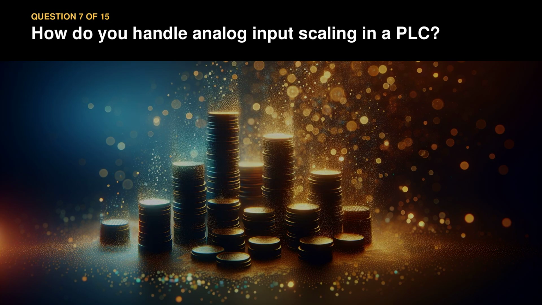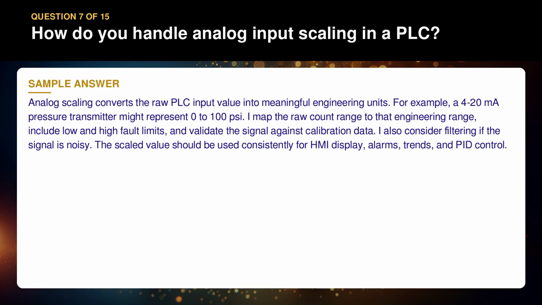Question 7. How do you handle analog input scaling in a PLC? Analog scaling converts the raw PLC input value into meaningful engineering units. For example, a 4 to 20 mA pressure transmitter might represent 0 to 100 psi. I map the raw count range to that engineering range, include low and high fault limits, and validate the signal against calibration data. I also consider filtering if the signal is noisy.